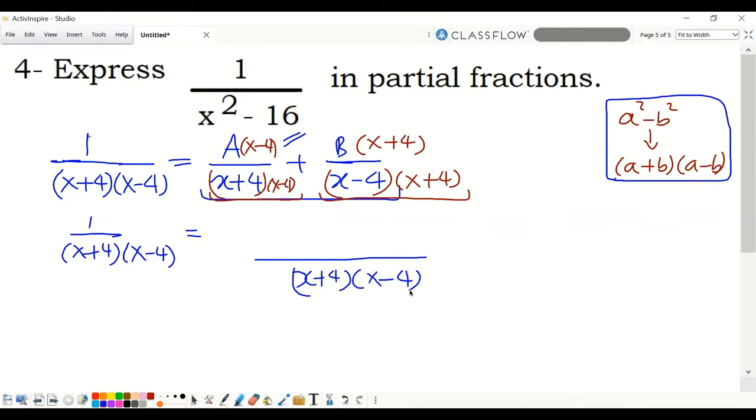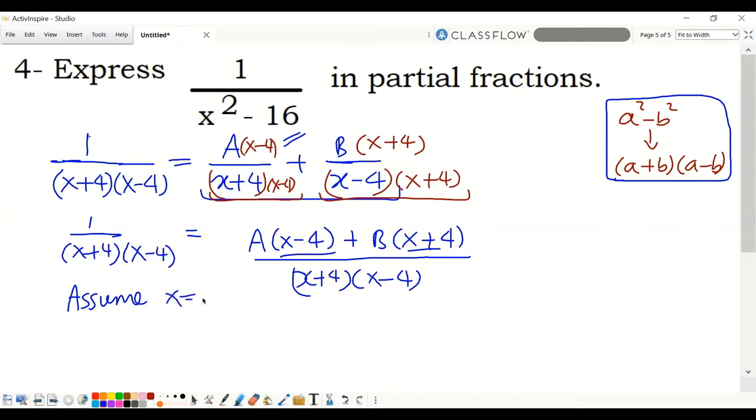And we will expand the numerator. Ax minus 4 plus b. Actually, we did not expand it, we just wrote it together. Right. So now, to find the values of a and b, we have to assume x so that one of these brackets becomes 0. So let's assume x equal to 4.